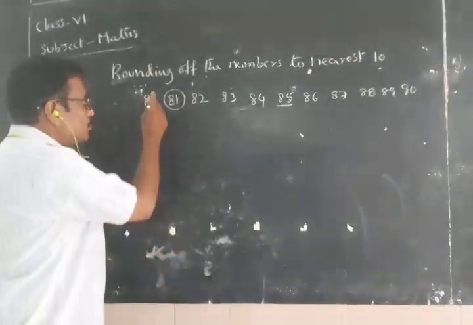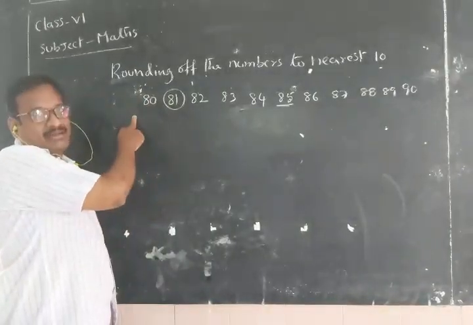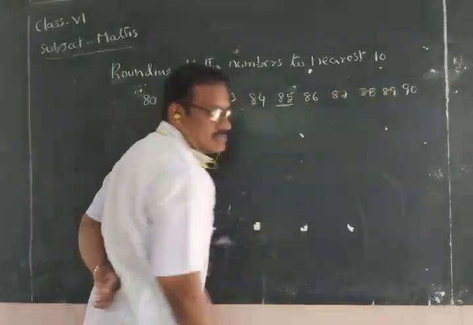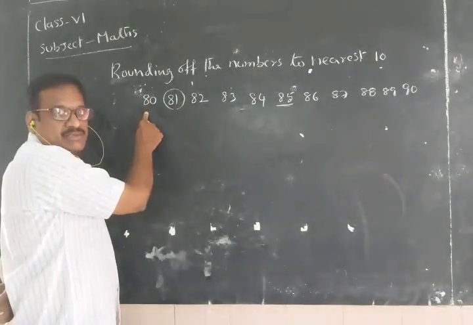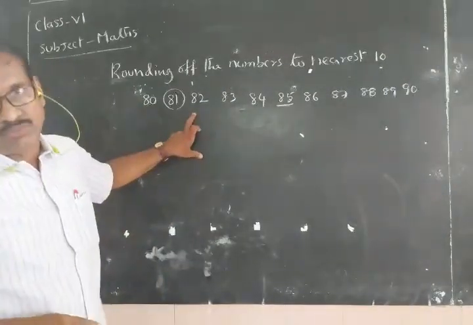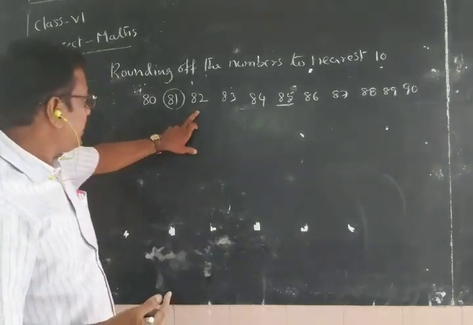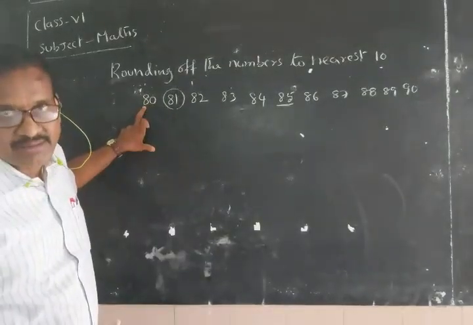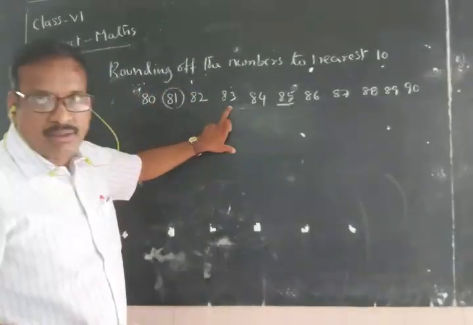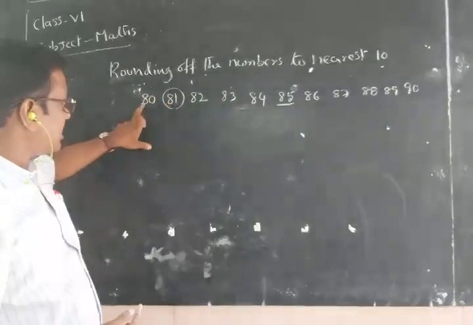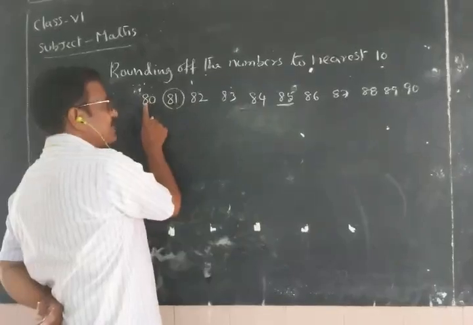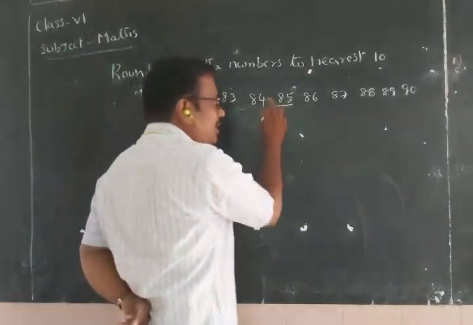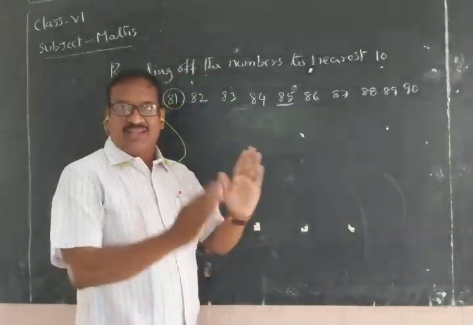Now I take the number 81. Which is the nearest number, 80 or 90? 81 is nearest to 80. Suppose we take 82, the nearest number is also 80. 83, also 80. 84, also 80. But what is the middle number? 85 is the middle number.